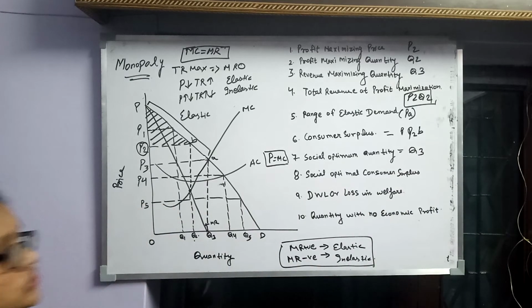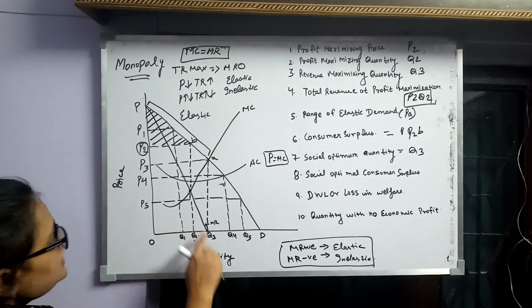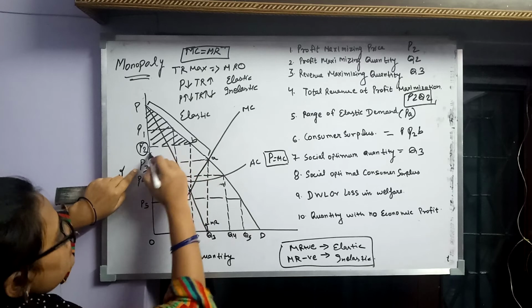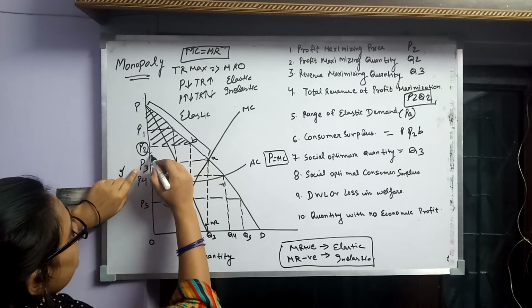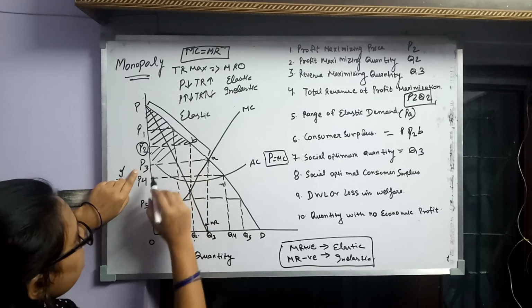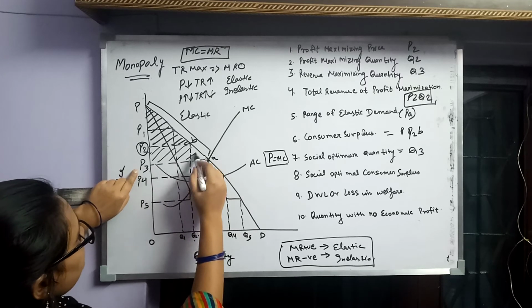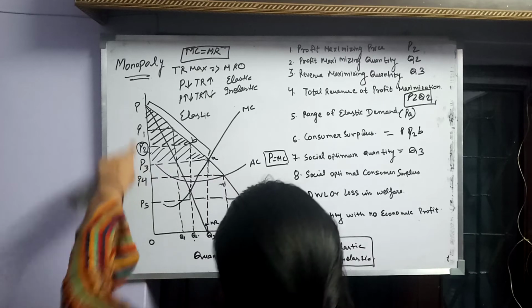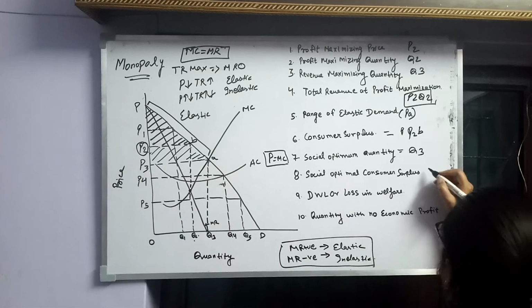Next, social optimal consumer surplus. As we can see, our price is now this. So our consumer surplus will become this one. This much. So now our consumer surplus has become P3A.